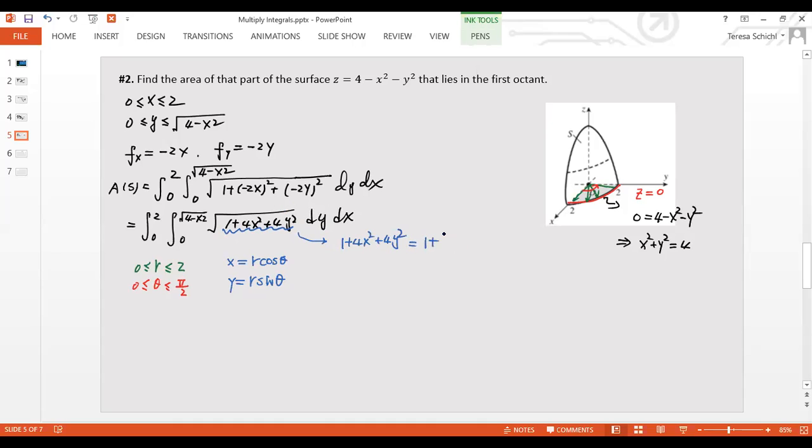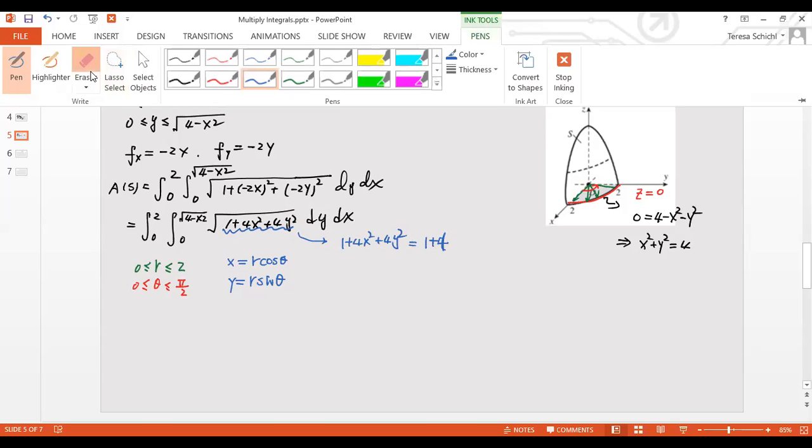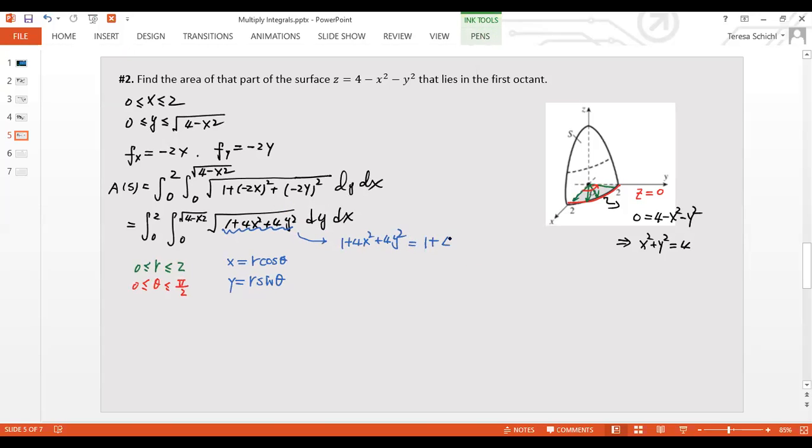So this is 1 plus, and if you take the 4 outside, this will be x squared plus what? y squared, right? So what is x squared plus y squared? It's r squared. It's beautiful, right? So it's 1 plus 4r squared. So if you put it into the square root, this whole thing can be changed to 1 plus 4r squared here.